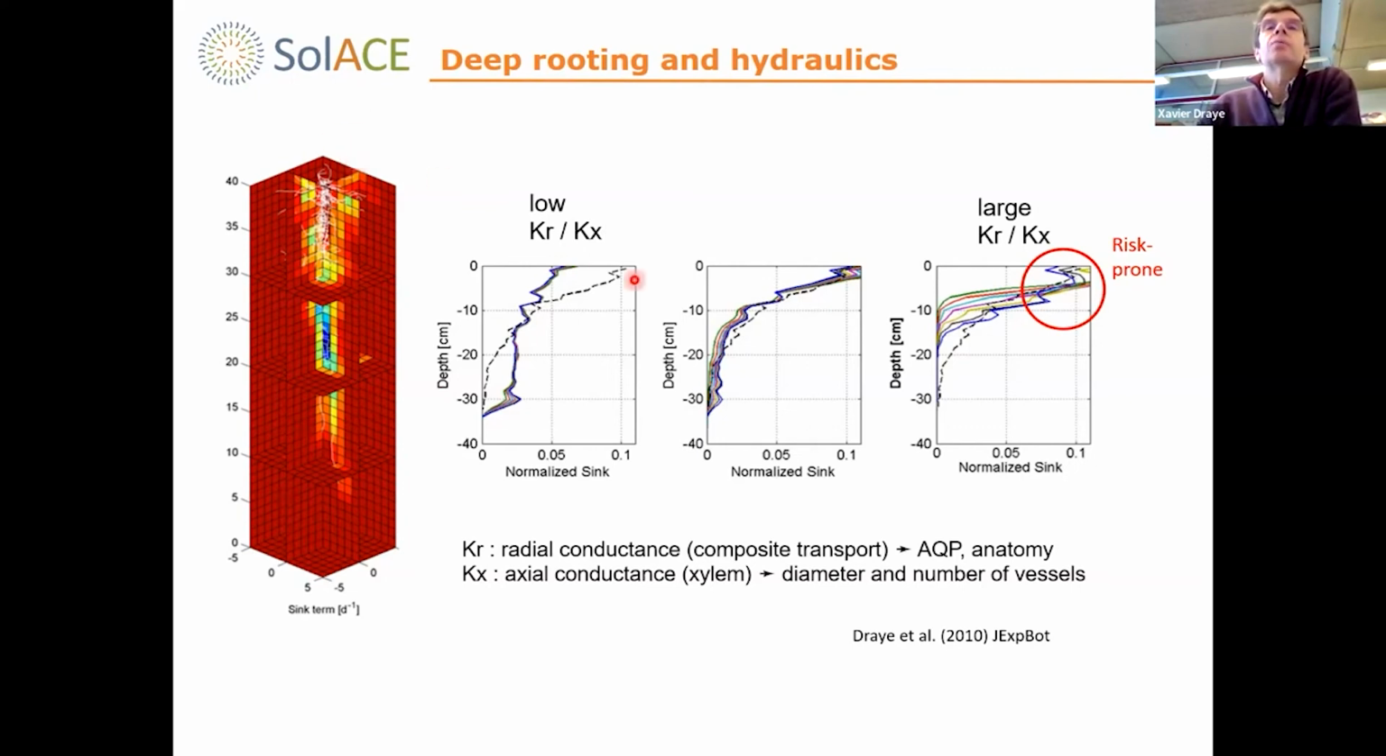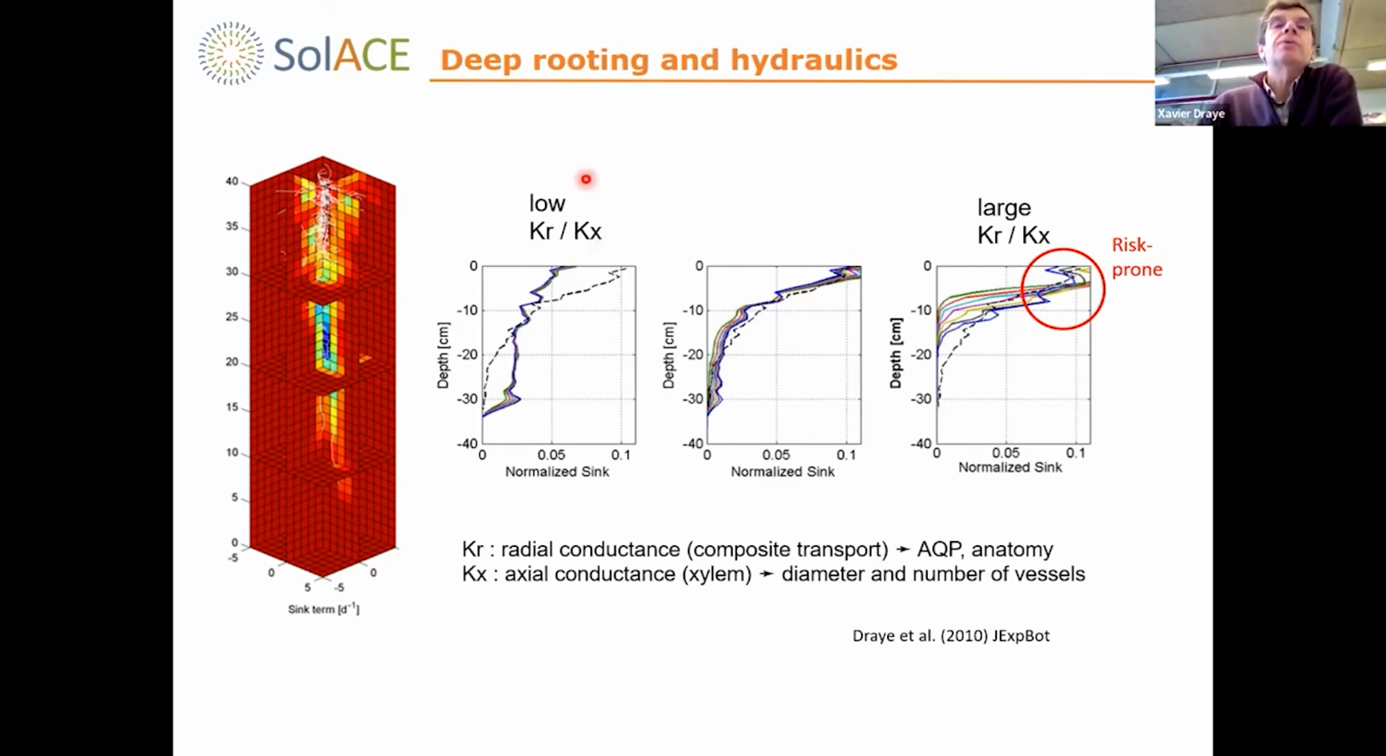What I'm talking about with hydraulics is two variables related to the plant. One is what we call the radial hydraulics, which is how water flows from the root surface to the xylem vessels, and it probably depends on aquaporin activity and anatomy. The other one is the axial conductivity, or the conductivity of the xylem. That's how easily water moves along the roots once it's inside.